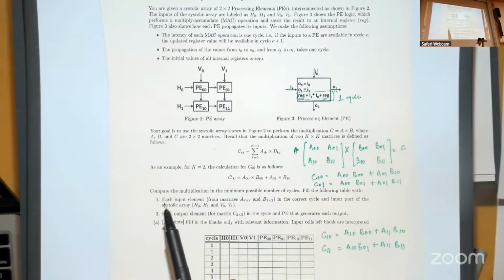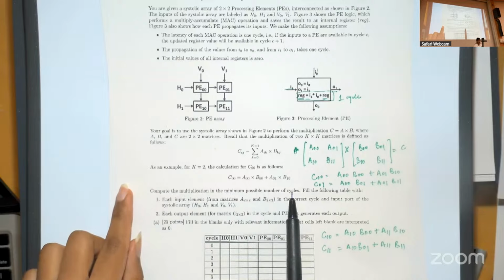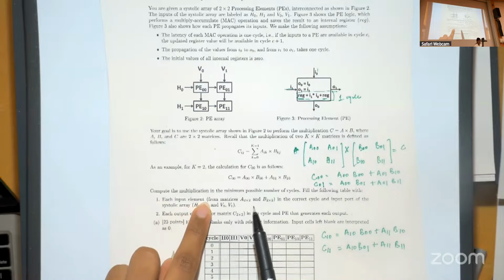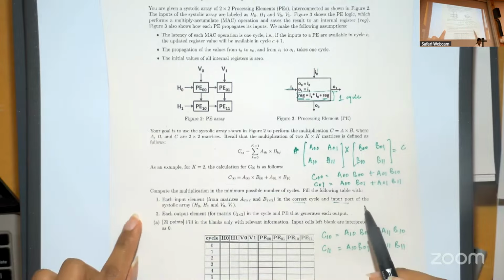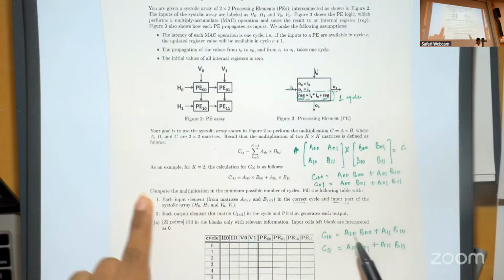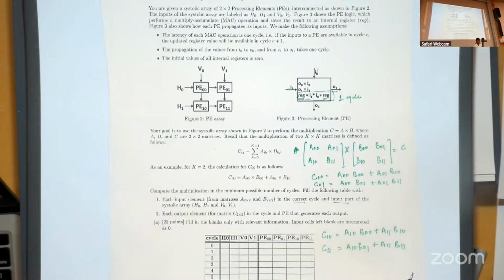Okay. So now we have to compute the multiplication in the minimum possible number of cycles. So fill the following table with each input element from matrix A and B in the correct cycle and input port of the systolic array, and each output element for the matrix C in the cycle and PE that generates each output. So whenever the output is generated, like C00, C01, we have to fill it in here. Part A says we have to fill in the blanks only with relevant information, and input cells left blank would be interpreted as 0.